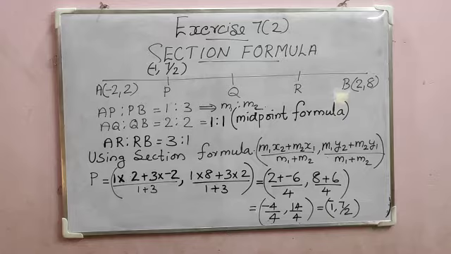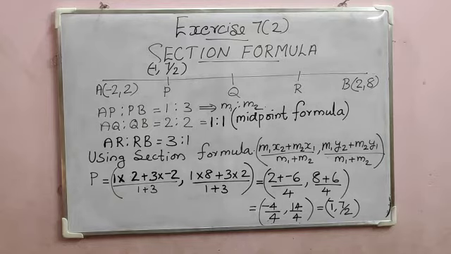And look at the second point Q. A to Q, how many parts? There are 2 parts. And Q to B, another 2 parts. So AQ is to QB is equal to 2 parts and 2 parts, that is 2 is to 2, which means 1 is to 1. There we can use the midpoint formula. You know the midpoint formula. What is that midpoint formula? x1 plus x2 by 2, comma, y1 plus y2 by 2.